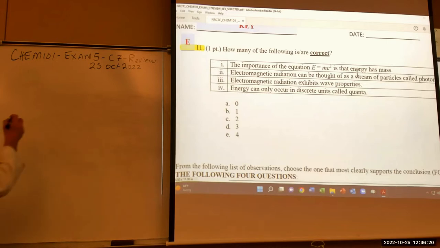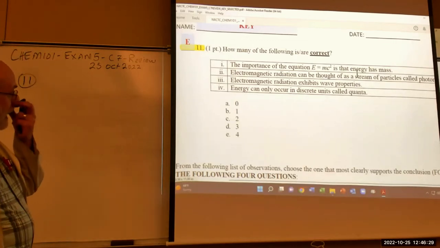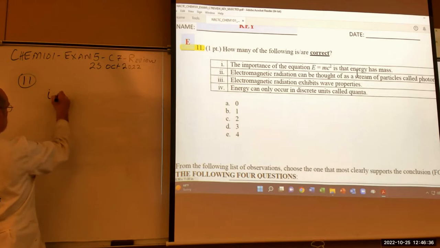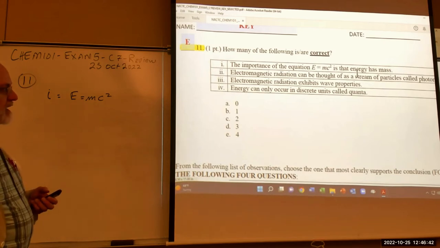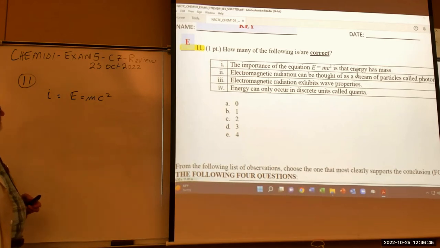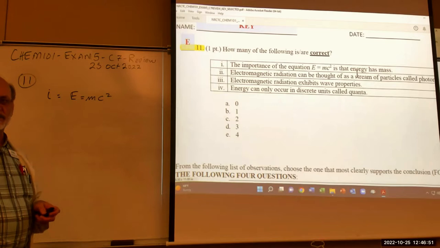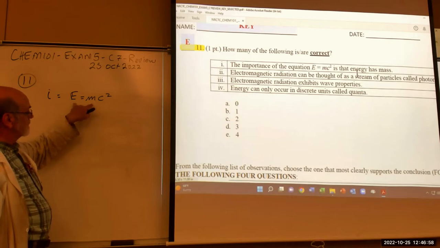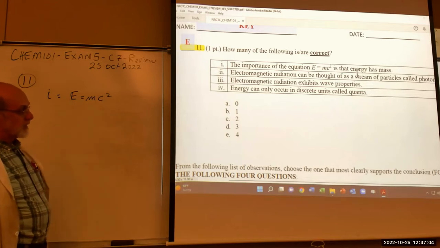Okay, number 11. How many of the following statements is or are correct? So that means one of them could be correct, or all of them could be correct. I, the importance of the equation E equals mc squared is that mass and energy are related. Is that true? I have to go dig up Einstein and ask him. No, he put it in his publications. Energy is equal to mass times the square of the speed of light as the constant value, the conversion factor. So yes, that is true.